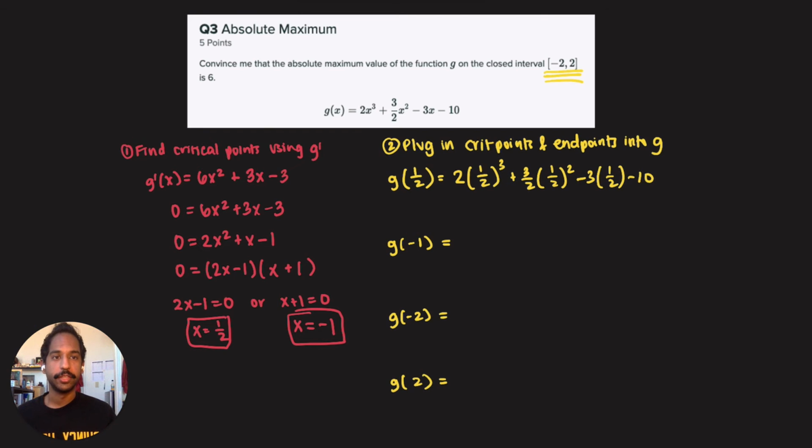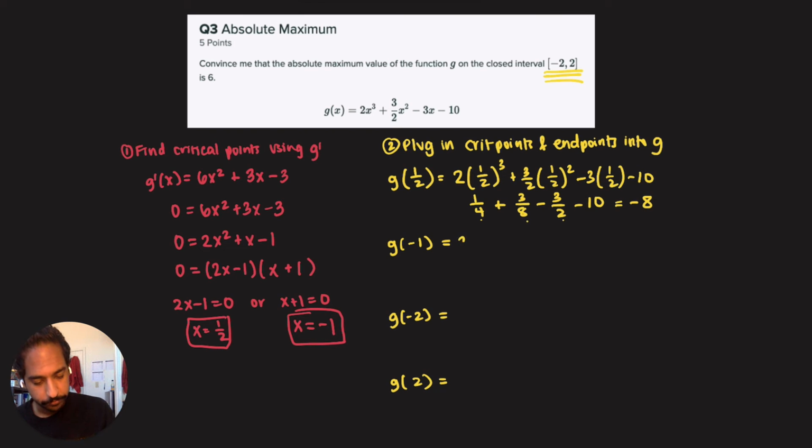What I'm going to tell you is that this is probably going to be some negative value. Because 1/2 to the power of 3 is 1 over 8, and so 2 times 1 over 8 is just 1 over 4. This 1/2 squared is 1 over 4. 3 halves times 1 over 4 is 3 over 8, minus 3 halves, minus 10. These are all tiny fractions, and then we get this negative 10. So it's going to be approximately negative 8. It's not exactly right, but if I need to check it later, I will. Cool.